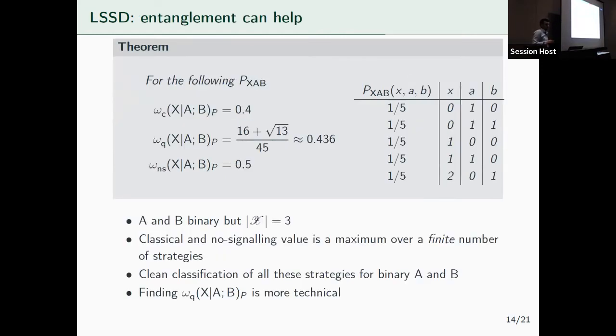Here's the example that shows the separation between these values. It's not that complicated an example, but this is not the first example that you look at in the beginning. First, note that X can take three values, so it doesn't contradict our other result that if everything is binary, you don't have a separation. And for this particular example, we were able to find all these three values. Actually, the classical and no signaling values are not that difficult to compute. We have relatively simple expressions to find them, but finding the quantum value is not straightforward to compute at all.